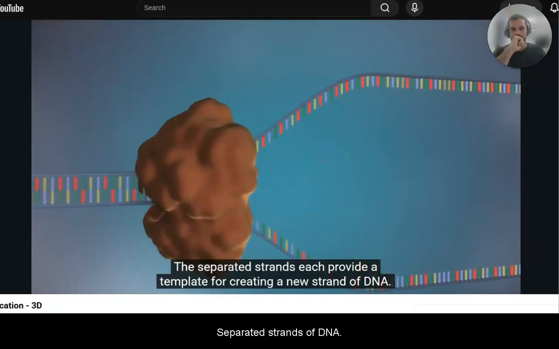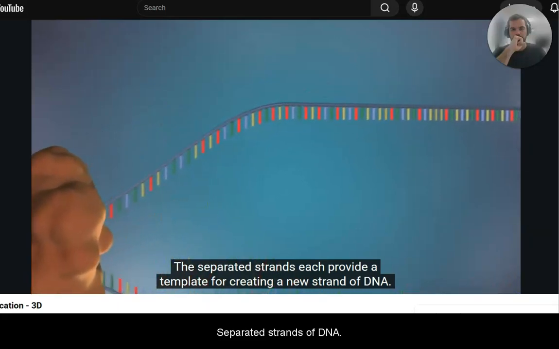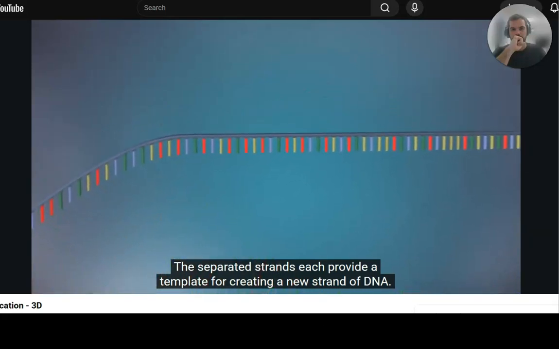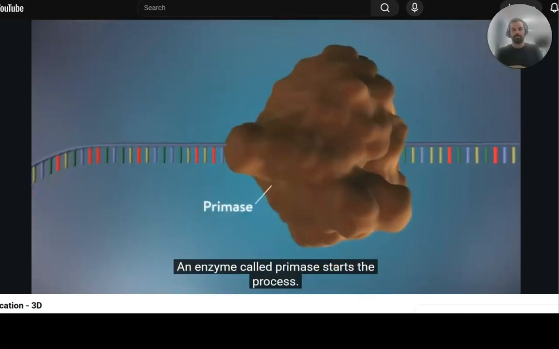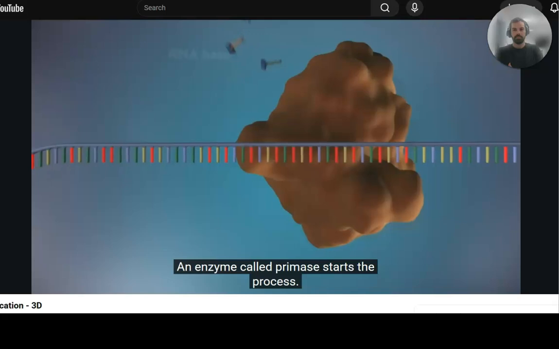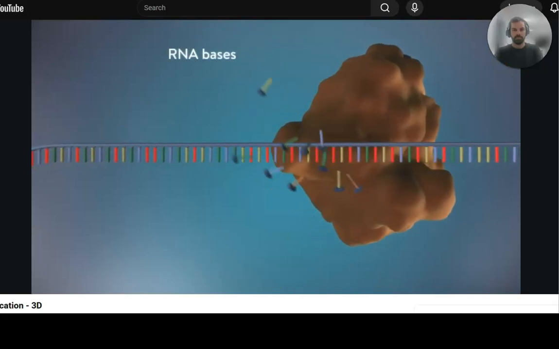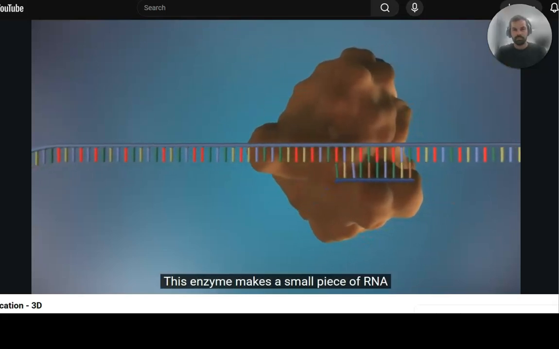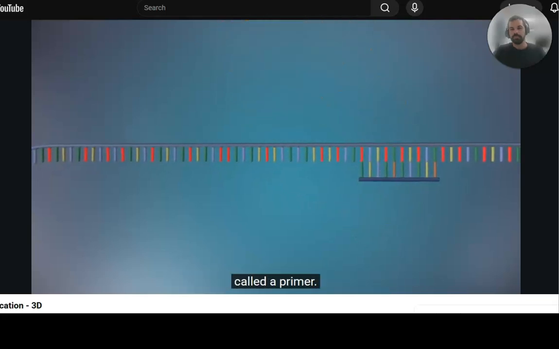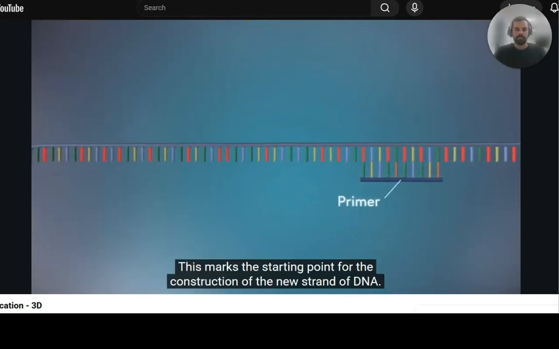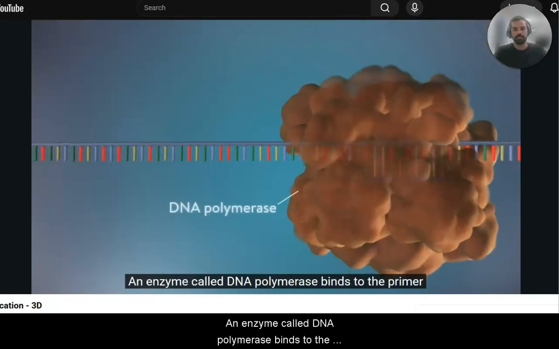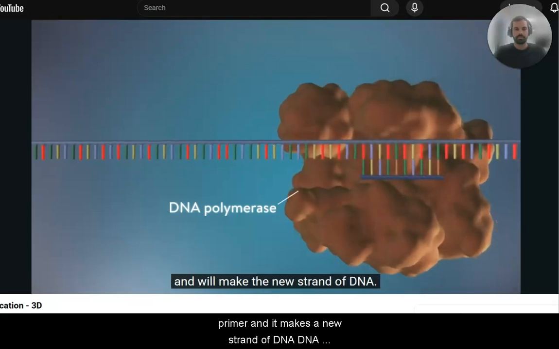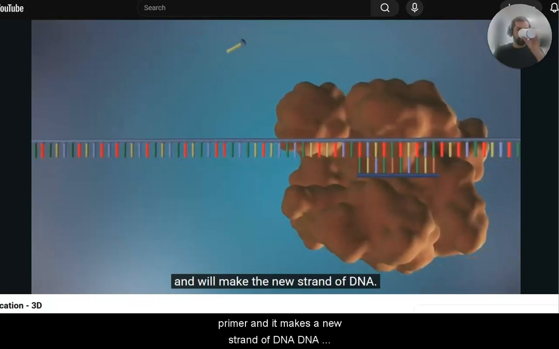The separated strands each provide a template for creating a new strand of DNA. An enzyme called kinase starts the process. This enzyme makes a small piece of RNA called a primer. This marks the starting point for the construction of the new strand of DNA. An enzyme called DNA polymerase binds to the primer and will make the new strand of DNA.